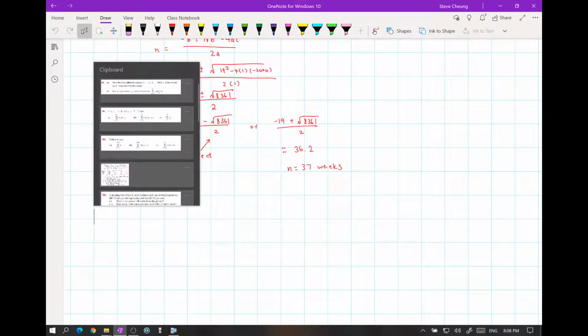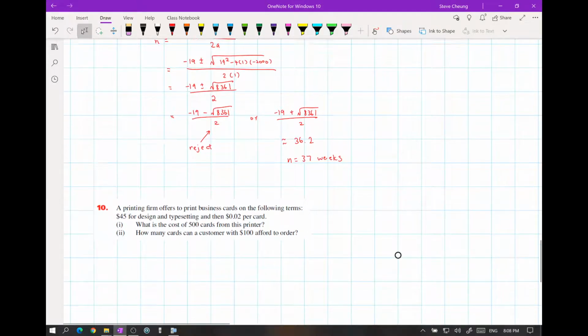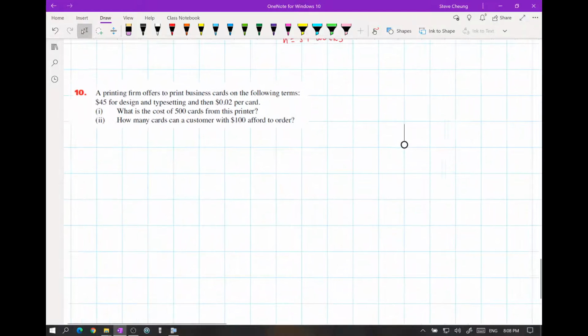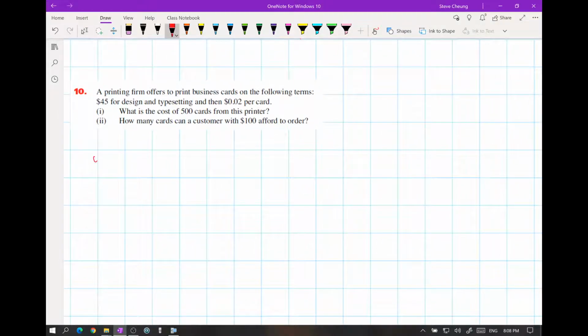We're almost there. Question 10. I remember there's a long question coming up. All right. So part I. How much does it cost to print 500 cards if you start off with a base of $45 plus 2 cents per additional card? So 500 cards would just be 45 plus 0.02 times 500. It's just easy math. I mean, that's just 45 plus 10, which is 55.